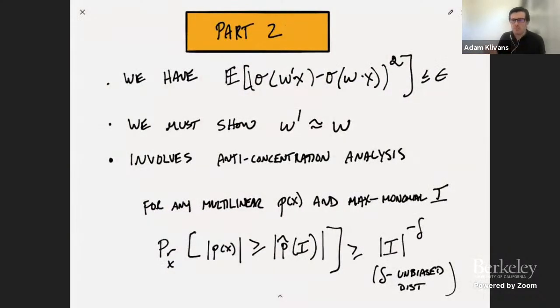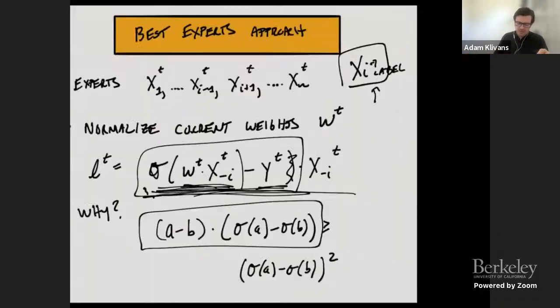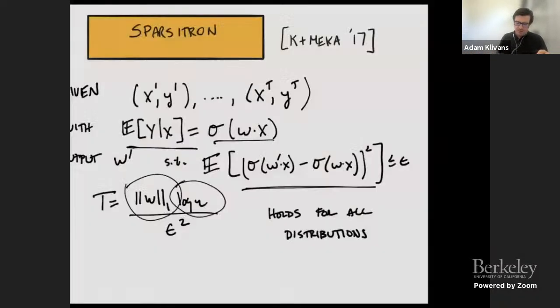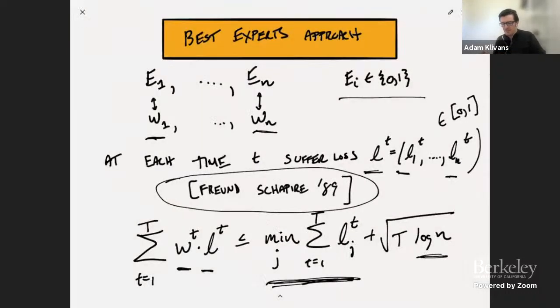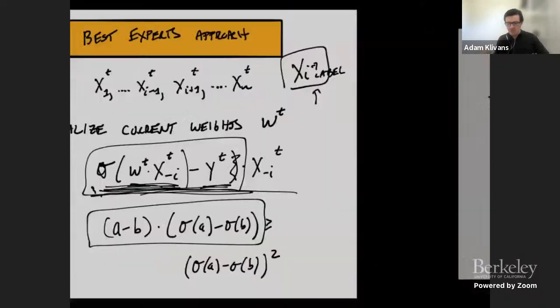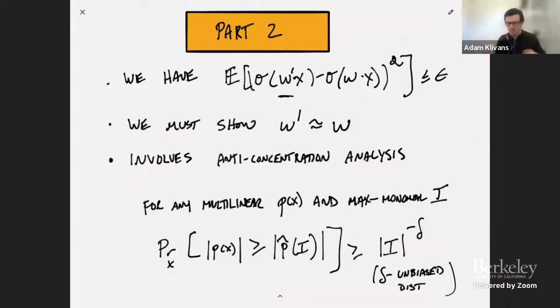Okay, so now part two is, we ran this Sparsitron algorithm. We got some W prime, and the expected square loss is close. We actually have to show how to recover W prime from W. If you remember the Sparsitron analysis, it only paid the one norm of W log n over epsilon squared. Now in order to get parameter recovery, this is where we end up paying 2 to the one norm of W times log n squared.